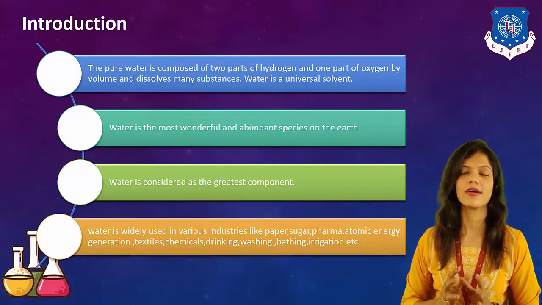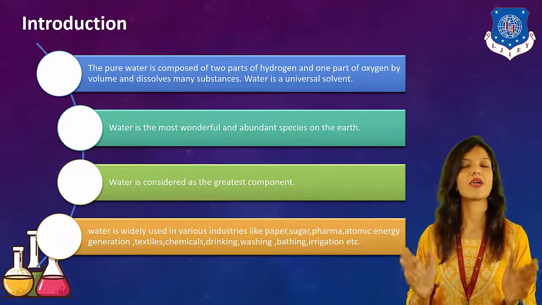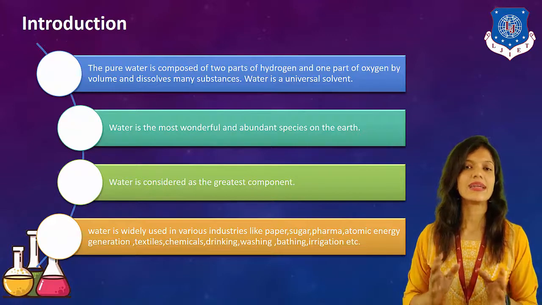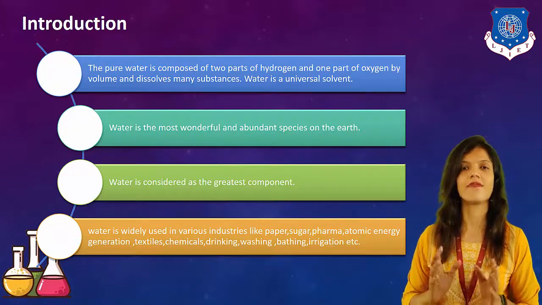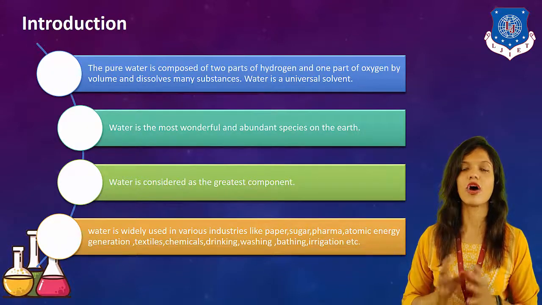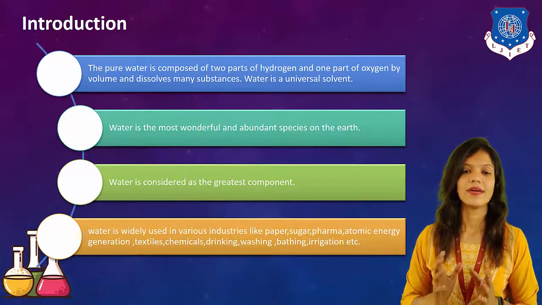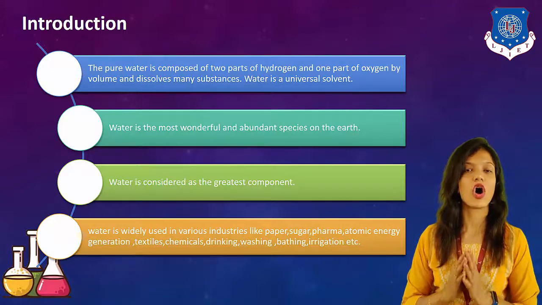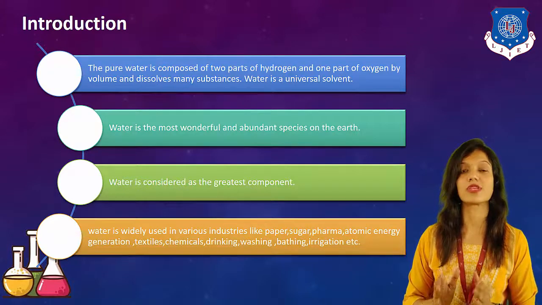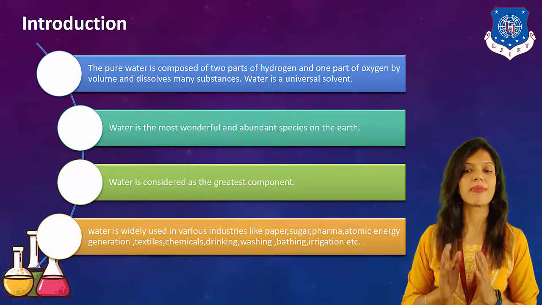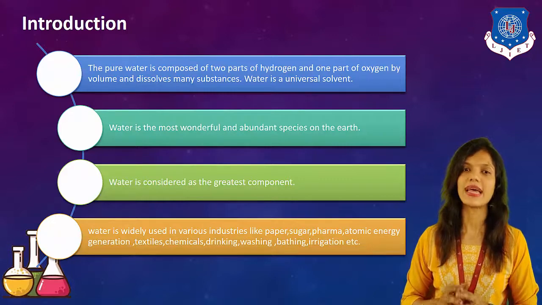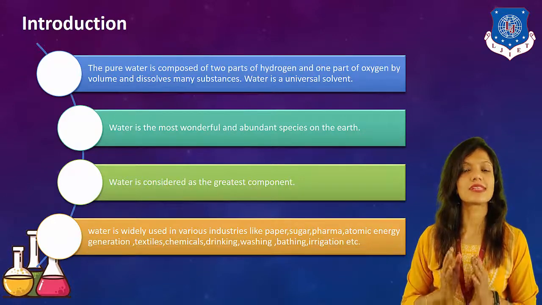Here we all know that pure water is composed of two parts: hydrogen and oxygen. That means it contains two parts of hydrogen and one part of oxygen. In this manner, the molecular formula of water becomes H2O. It dissolves many substances, so we can say that water is a universal solvent.